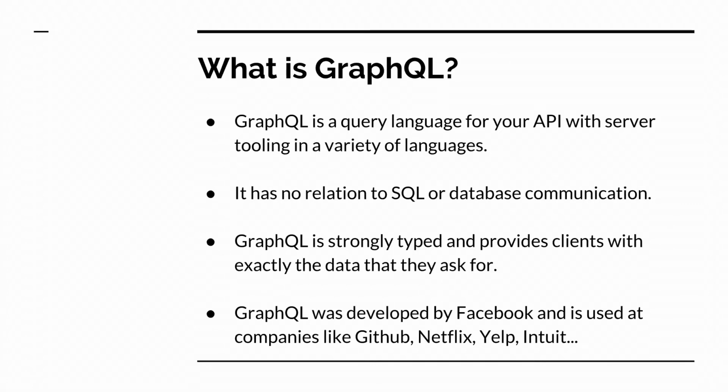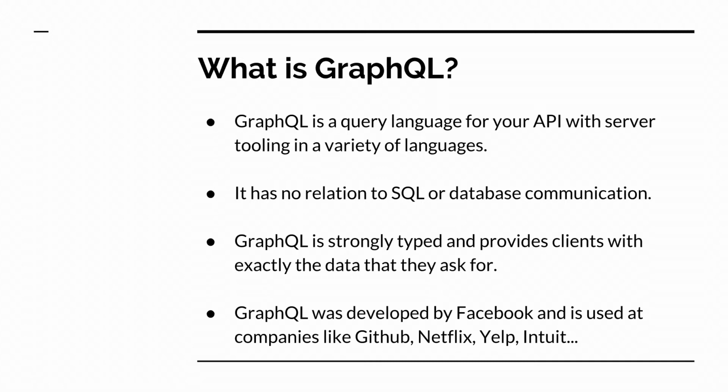GraphQL is also a strongly typed language. That means clients can get exactly what they ask for. Again, super important for performance. You're only getting the fields that you ask for. You're only getting the objects that you're asking for. And the client is really dictating the needs from the server.